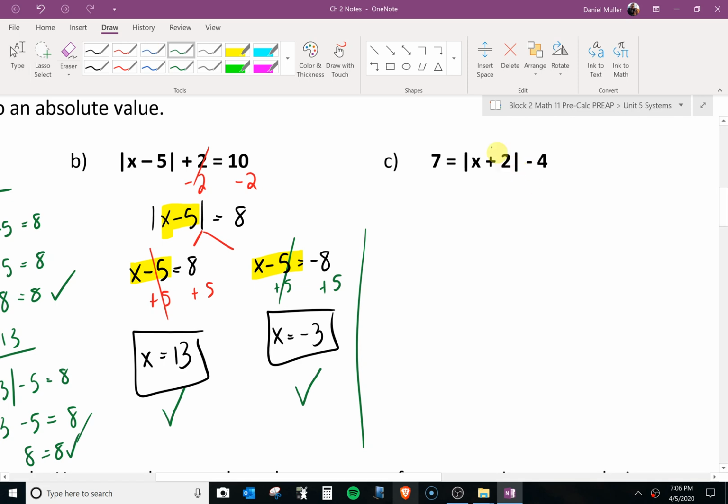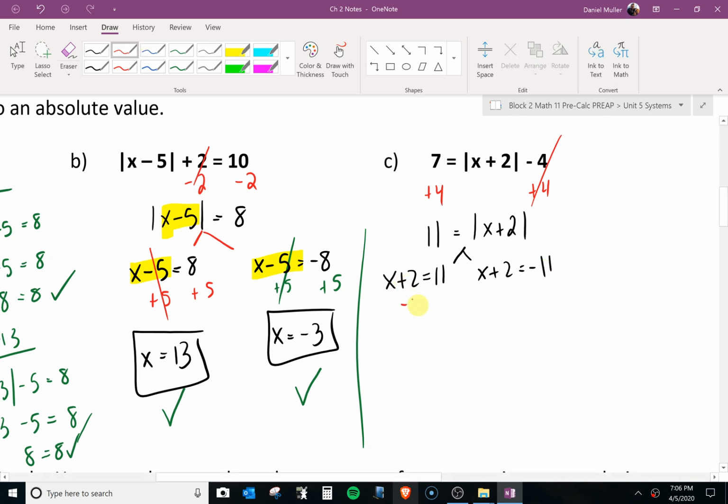So I need to get the absolute value alone. So I'll add 4 to this. Plus 4, plus 4. That's gone. 7 plus 4 is 11. 11 is equal to the absolute value of x plus 2. Now, I'd be okay if the x plus 2, that's our inside, equals 11, but I'd also be okay if that x plus 2 was equal to negative 11. I'm okay if x plus 2 was 11, or the negated version where x plus 2 can equal negative 11.